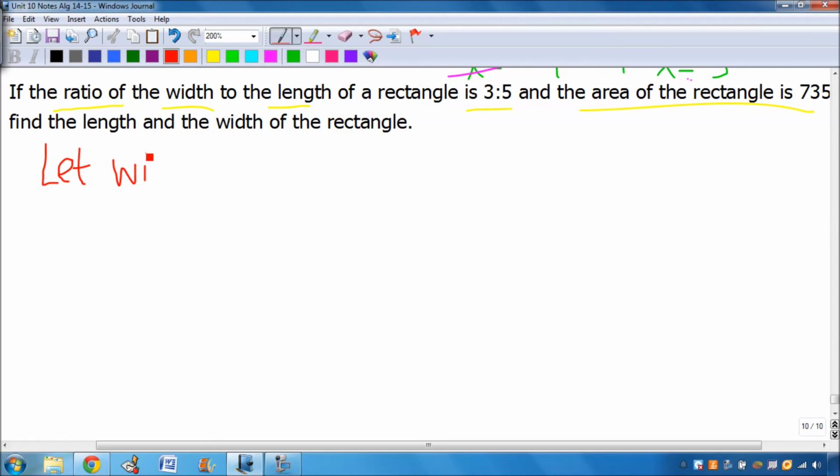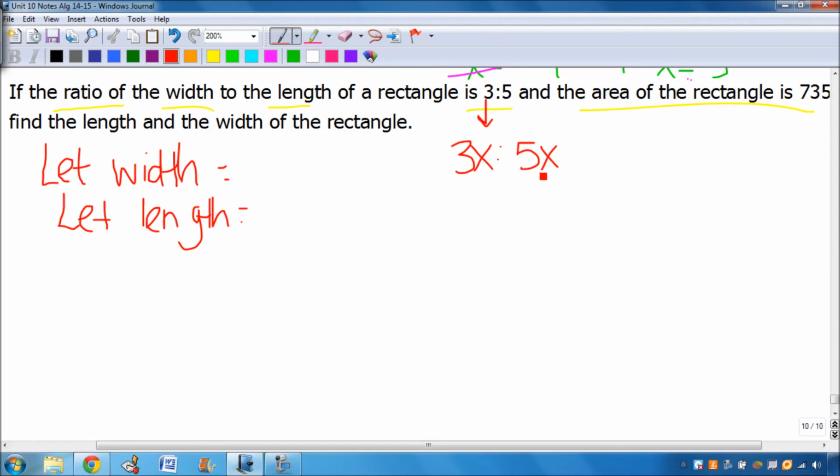So we're going to say let width equal and let the length equal. Now, we know that they're in a ratio of 3 to 5, but we don't know how much this is going to be multiplied by. So it's 3 times some number to 5 times some number. So for example, if you had a ratio of 6 to 10, that reduces to 3 to 5 because it's 3 times 2 to 5 times 2, but this value has to be the same when you're reducing it. So if you don't know what the value is, we just call it x. So that means that our length is going to be 3x and our width is going to be 5x, all right?